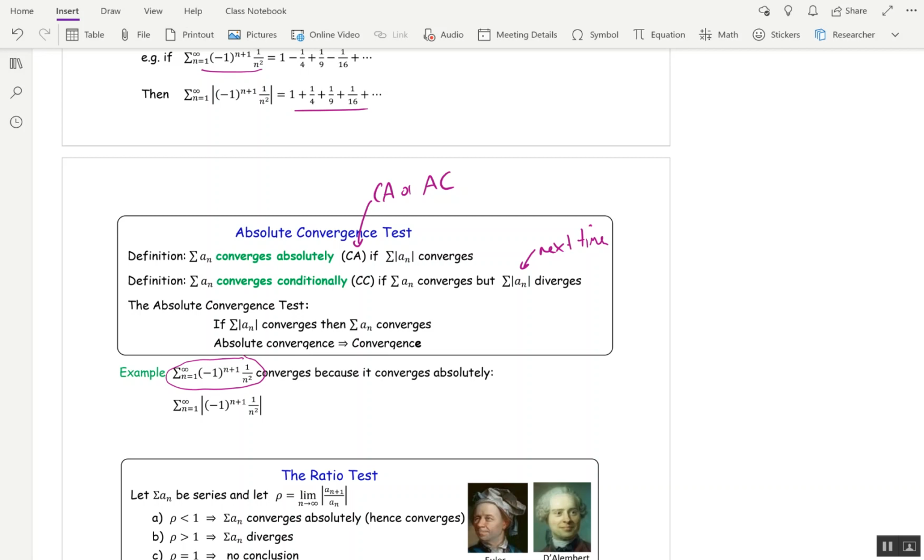However, if we look at the series of absolute values, we simply get the sum from n equals 1 to infinity of 1 over n squared. Now that's a convergent p-series, converges by p-test. And so that means that this series converges, since it converges absolutely. Again, we'll do some more of that next time.